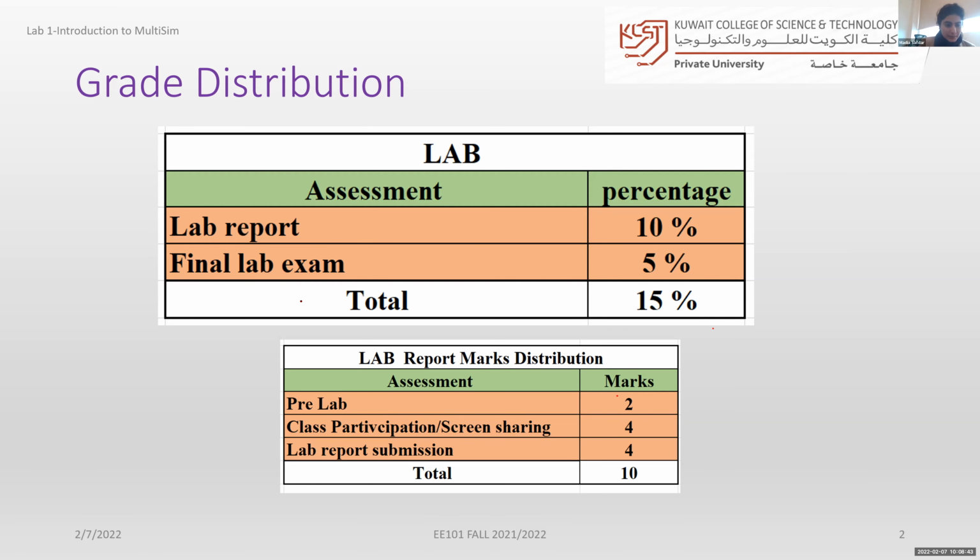Here it's written. So let me see, my cursor is not working. Can you see this red dot? Yes, we can. Okay. So these 2 marks are for the pre-lab, right? Then class participation 4 marks, and then lab report submission 4 marks. The students who will not be able to perform the experiment in the lab and who are absent, they will get 0 for this. So their lab report will be graded out of 6 marks, 4 plus 2. Class participation is very important so that you will learn, right?